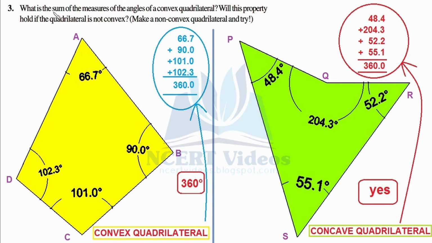This question asks us to find the sum of measures of the angles of a convex quadrilateral. And we know very well from our question number 1st and 2nd that a convex quadrilateral is a quadrilateral whose internal angles are less than 180 degrees. So let's try to construct a convex quadrilateral. Here we constructed a quadrilateral named ABCD.